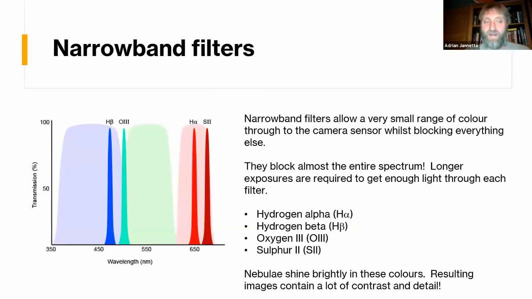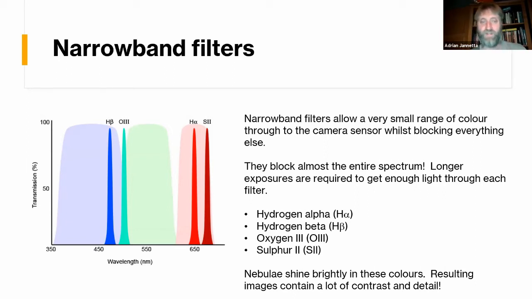Narrowband looks like this. You can see it's letting through very specific colors. Hydrogen beta is a blue color, but it's a very specific shade of blue, and it blocks out everything else. So if you put these in front of your camera, because you're only letting through a fraction of the total light coming from the object, you're going to have to take a much longer exposure to get an image of the object in that color. So you do have to take longer exposures if you're using narrowband filters.